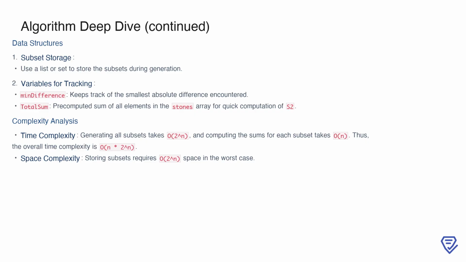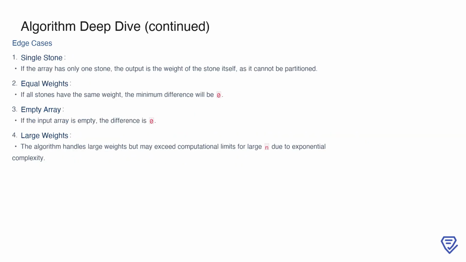In terms of complexity, generating all subsets takes 2 to the power of n, and calculating the sum for each subset takes n. As a result, the overall time complexity is n * 2 to the power of n. Space complexity is also significant, as storing all subsets requires 2 to the power of n space in the worst case. Several edge cases must be considered to ensure the robustness of the solution.